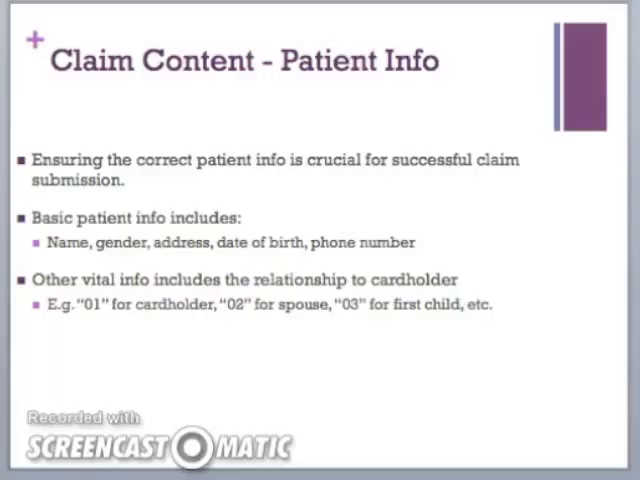Name, gender, and date of birth are the most vital pieces of information for the electronic claims. However, other pieces like address or phone number are helpful if the pharmacy needs to contact the patient somehow.